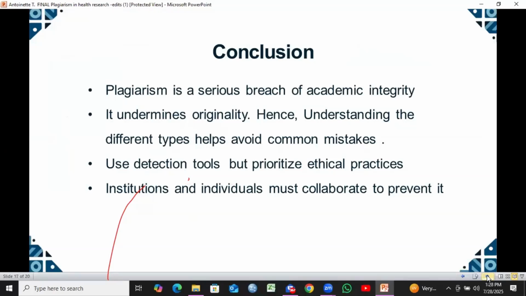In conclusion, plagiarism is a serious breach of academic integrity. When you plagiarize, there is a wound on academia, and it's going to bring mistrust. There's not going to be trust in academic papers, and it also undermines originality. Hence, understanding the different types helps avoid common mistakes. It undermines originality in the case where you copy and paste someone's work without referencing the person.